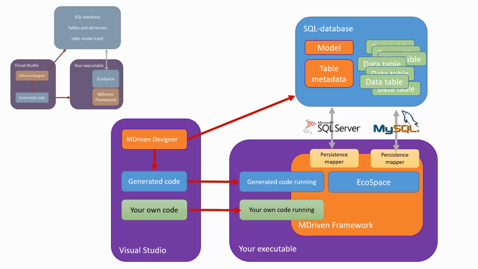So when you are running your executable, the generated code is running, your own code is running, and they use the echo space to communicate through the persistence mapper with the database. So still a single user application really. But one of the difficult things with having this is what happens if there are multiple users and one of them changes things in the SQL database. How do I get to know that when I have this local executable running? The next step is introducing another type of persistence mapper. So let's move to that one.